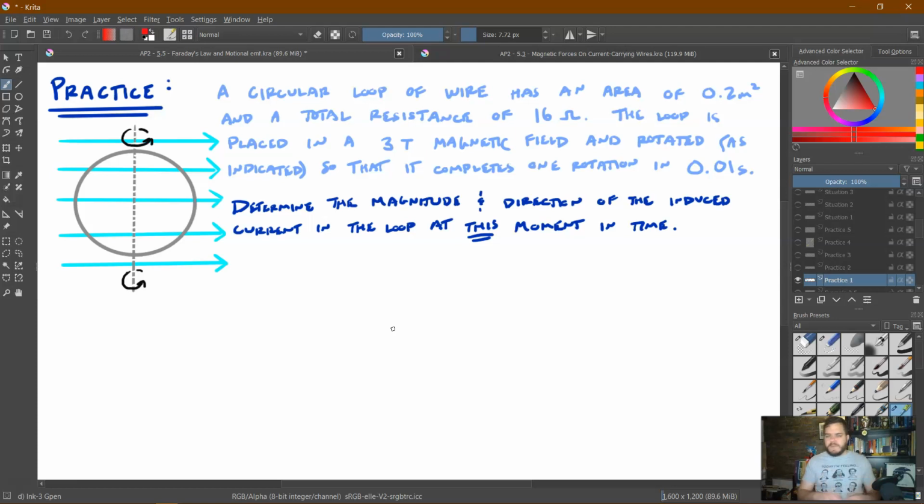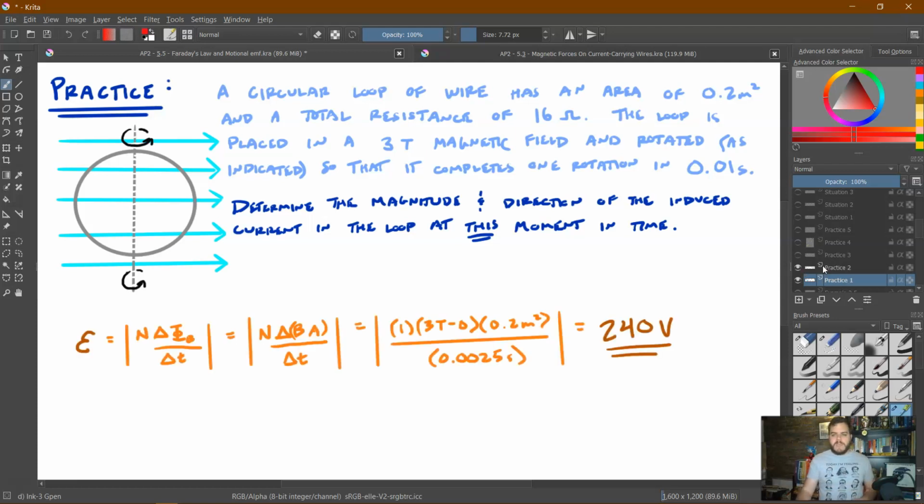Alright, so let's go through this again. Let's go ahead and start once again with the magnitude. If I do the magnitude, I'm going to have Faraday's law once again. And alright, this is the part that's tricky. How can we figure out the change in magnetic flux? Because it seems to be changing all the time.